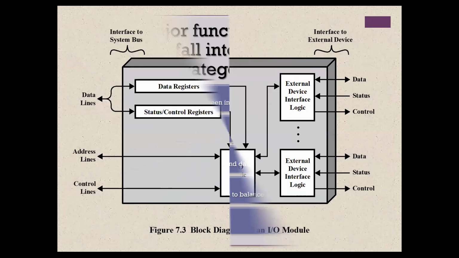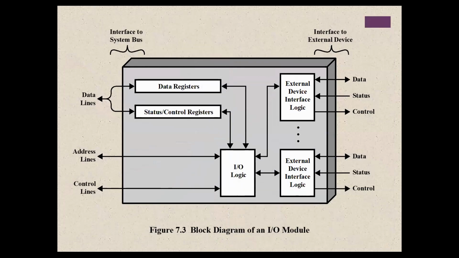Now let's look at how the IO module itself looks like. So this is a typical block diagram of an IO module. You can see the IO modules vary considerably in complexity and the number of external devices that may be attached and therefore that it controls. We will attempt only a very generic description here. So as seen in this figure 7.3, it provides a general block diagram of an IO module.